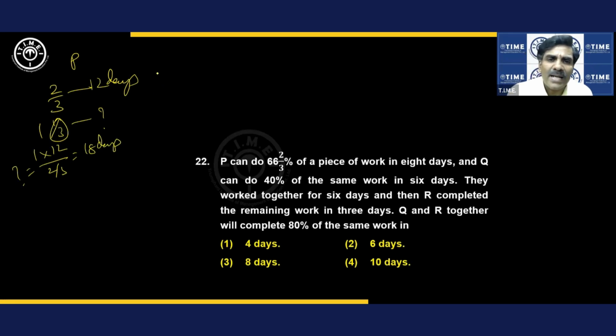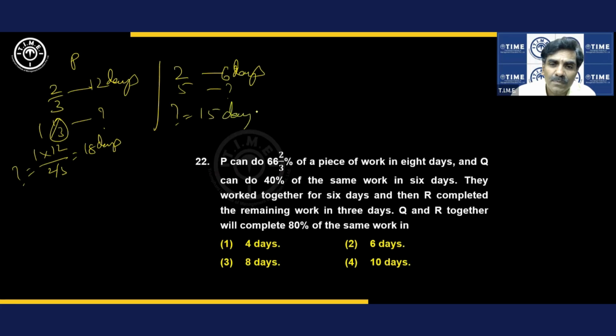Same way, 40% is nothing but 2/5 part. So 2 parts is 6 days. Whole work will be 5 parts. So it will become 6 into 3 times, 3 5 is 15 days. Okay. So P and Q can complete the work in 18 days and 15 days.